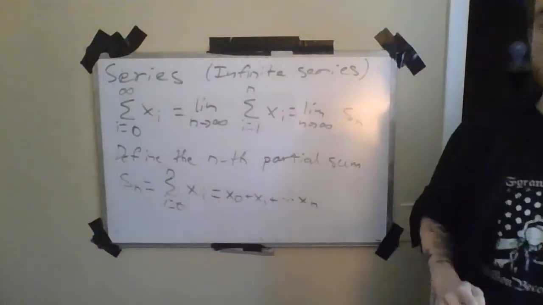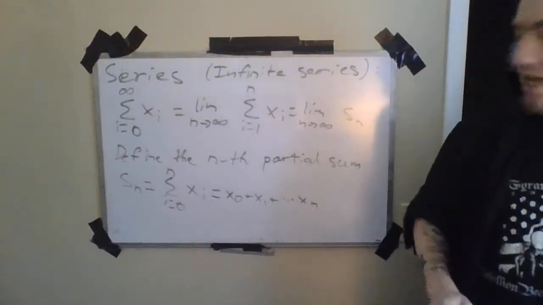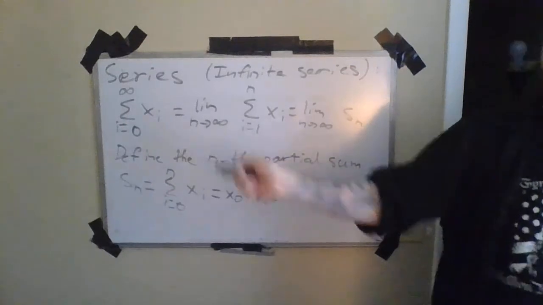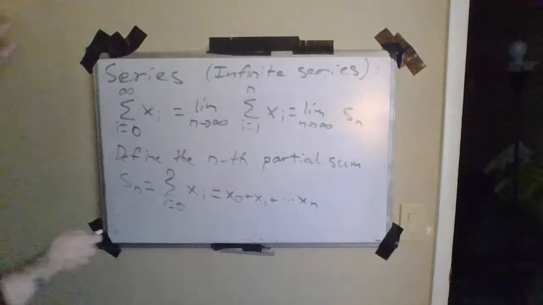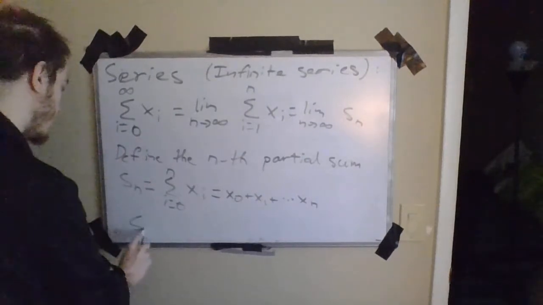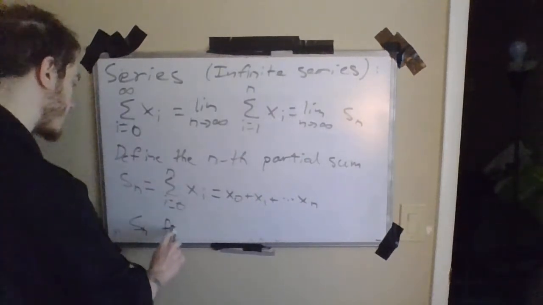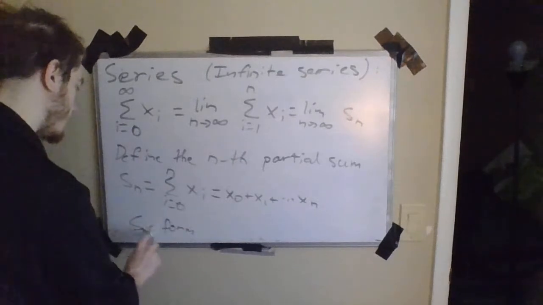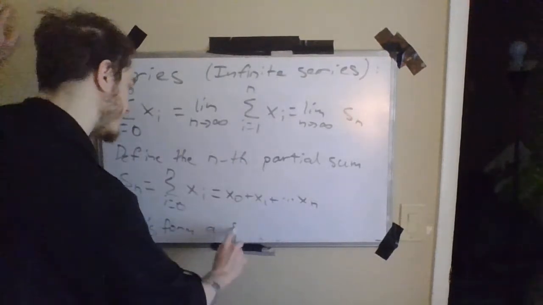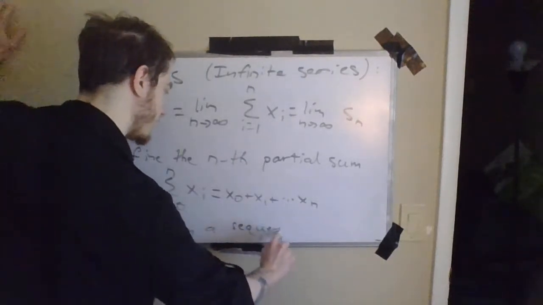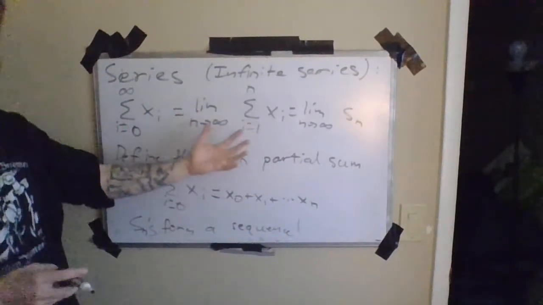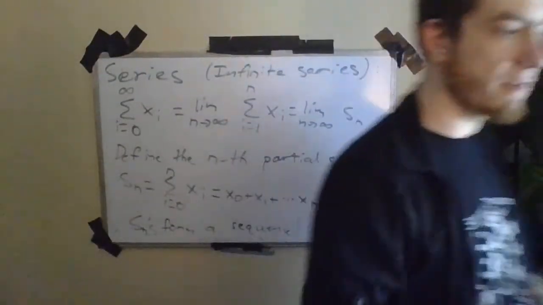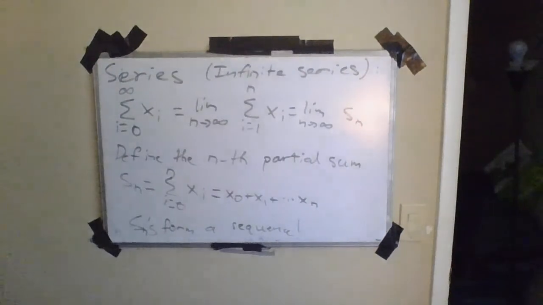So actually all that we're doing really is taking the partial sums and then taking the limit of them. And notice that these Sn's, the partial sums, form a sequence. And so it makes perfect sense to talk about the limit of these partial sums, because we can talk about the limit of a sequence, and therefore everything is fine.